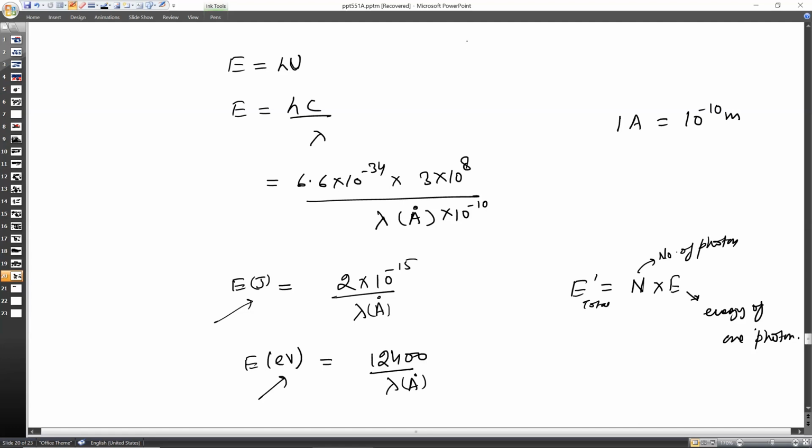There can be many questions in your NCERT on this Planck's quantum theory, and you have to do those questions on your own. This is very simple, but we are going to have some questions for you.